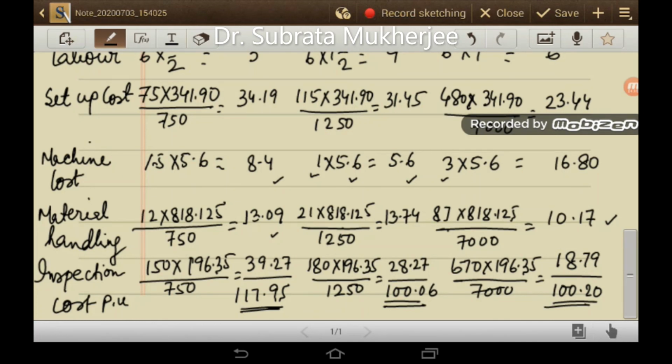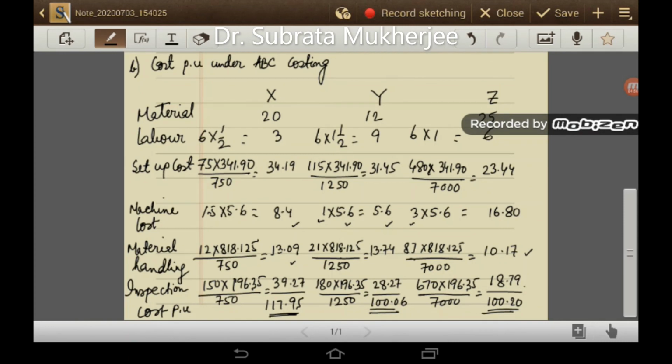1250 units of product Y were produced. 670 inspections were made for product Z, and cost per inspection is 196.35 and 7000 units were produced of product Z. So inspection cost per unit of Z is 18.79 and cost per unit for product X is 117.95. For product Y it is 100.06 and for product Z this is 100.20. So this is the cost per unit under ABC costing. It is given in one sheet.